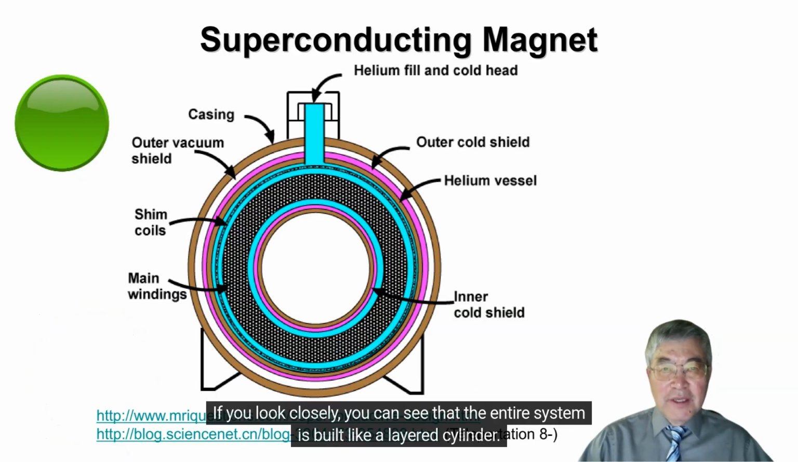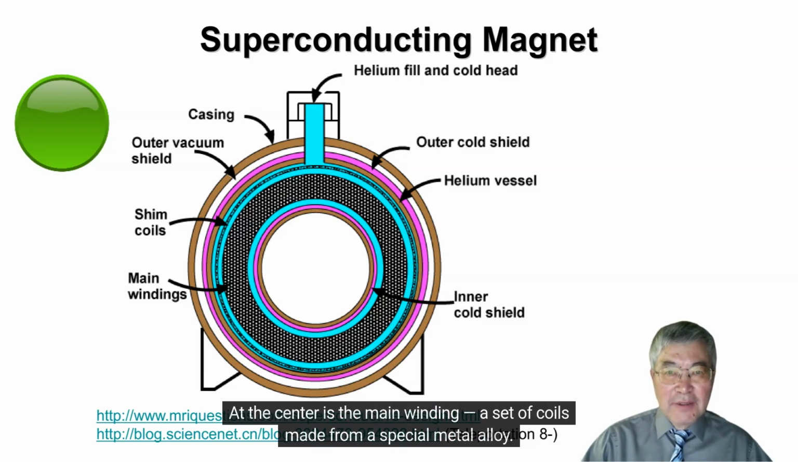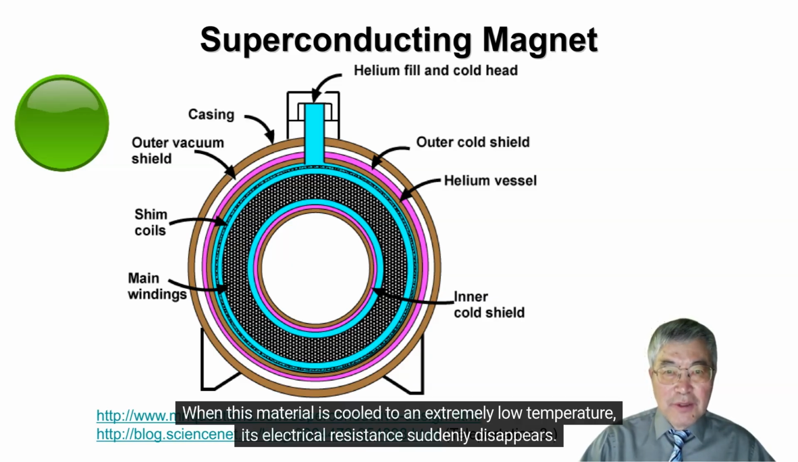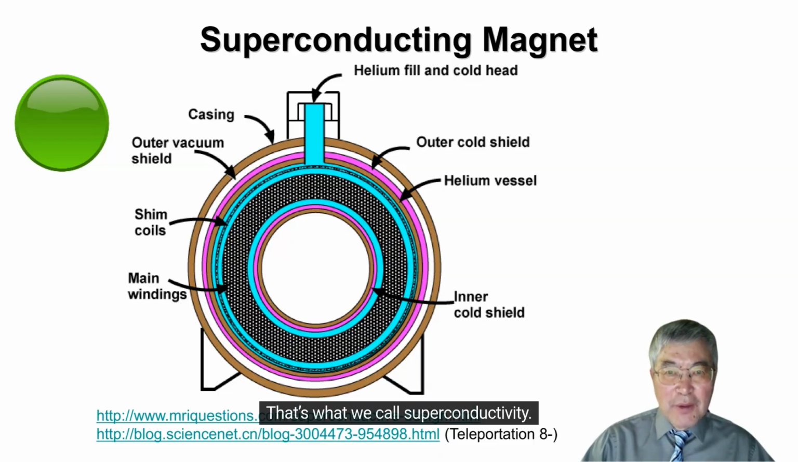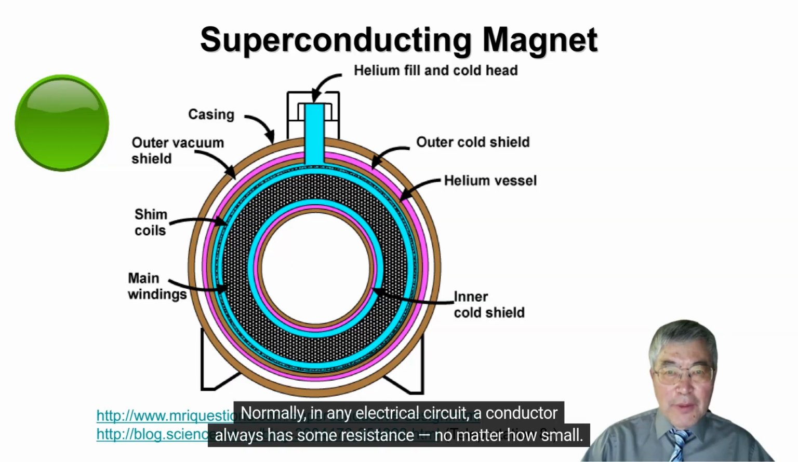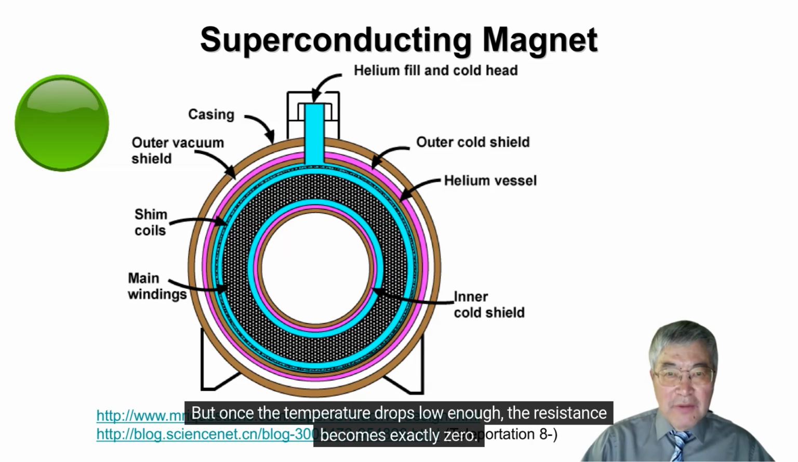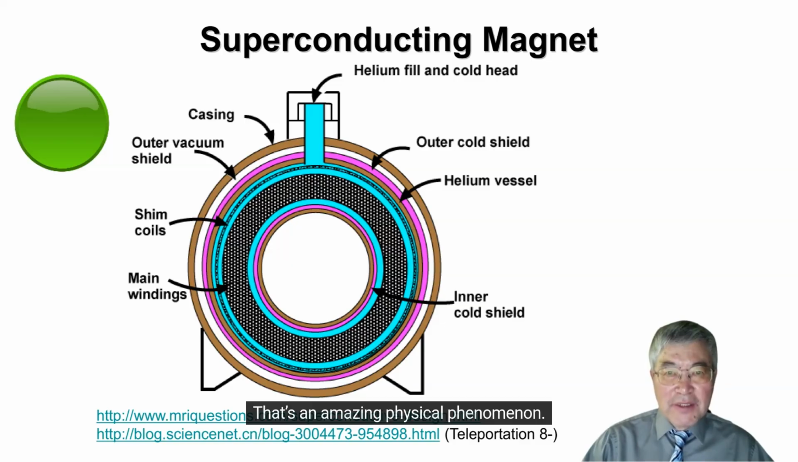If you look closely, you can see that the entire system is built like a layered cylinder. At the center is the main winding, a set of coils made from a special metal alloy. When this material is cooled to an extremely low temperature, its electrical resistance suddenly disappears. That's what we call superconductivity. Normally, in any electrical circuit, a conductor always has some resistance, no matter how small. But once the temperature drops low enough, the resistance becomes exactly zero. That's an amazing physical phenomenon.